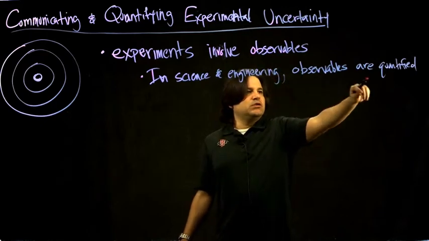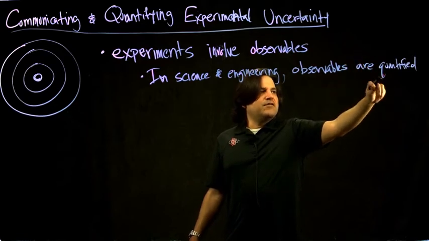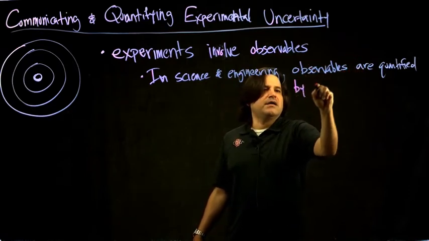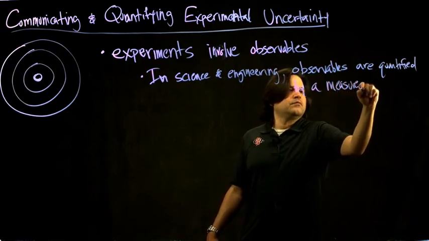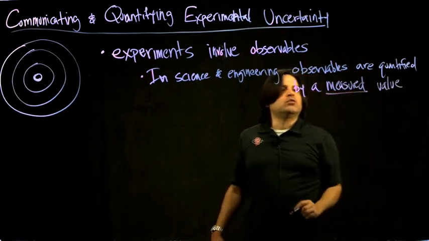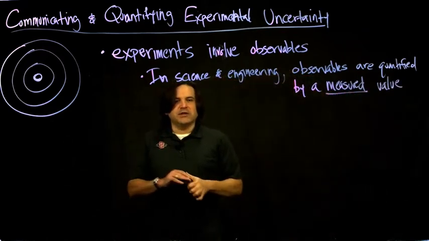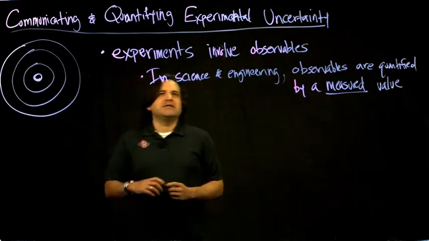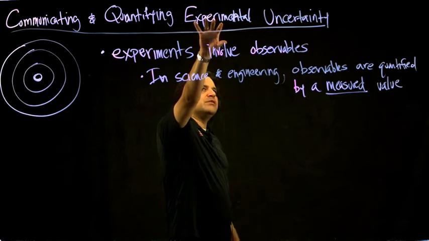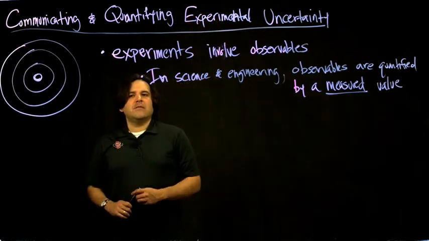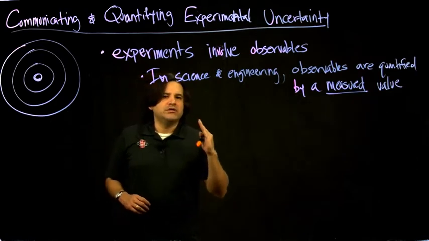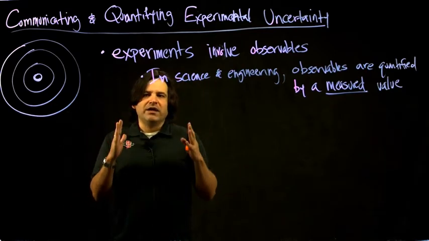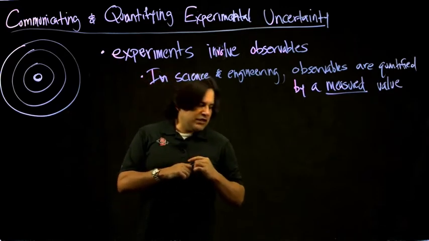And for experiments, you use a measurement to quantify a measured value. So the observables are quantified by a measured value. So you use some tool to get a number. That's the measurement. And what we have to learn and keep in mind is that by definition, when you're taking a measurement, you don't know for certain if that number is accurate or not. All you can do is give some assessment on what your best guess is, assuming some range of possibilities, depending on your tool and stuff. So that's what we're going to talk about today.